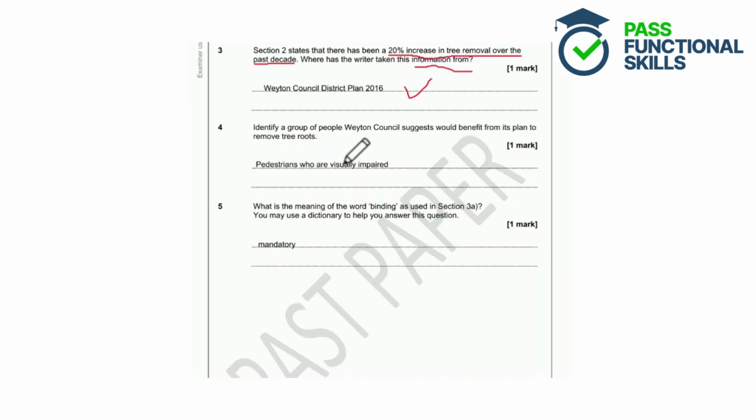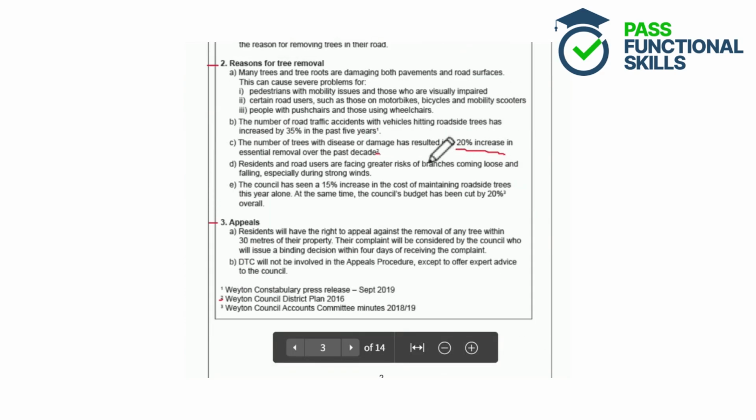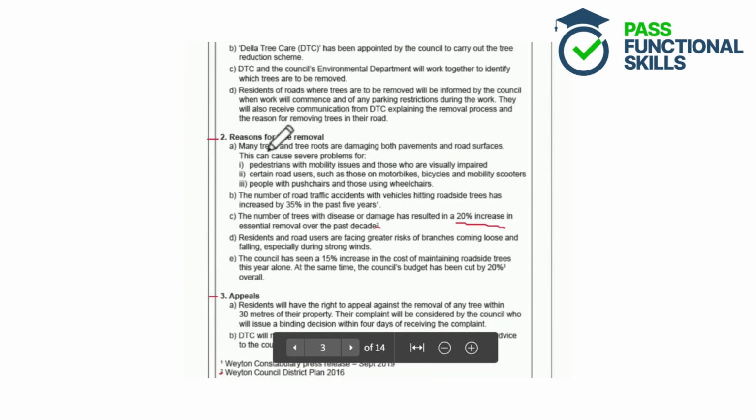Question 4. Identify a group of people Weighton Council suggests would benefit from its plan to remove tree roots. So for this question we need to infer from the source. So we need to find out a group of people Weighton Council suggests would benefit from the plan to remove the tree roots. So if we have a look at the source, we can see here in section 2A, it says many trees and tree roots are damaging both pavements and road surfaces. This can cause severe problems for pedestrians with mobility issues, and it lists these other people. These are the groups of people here.